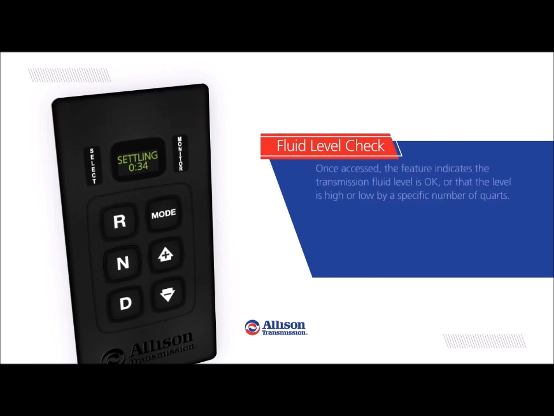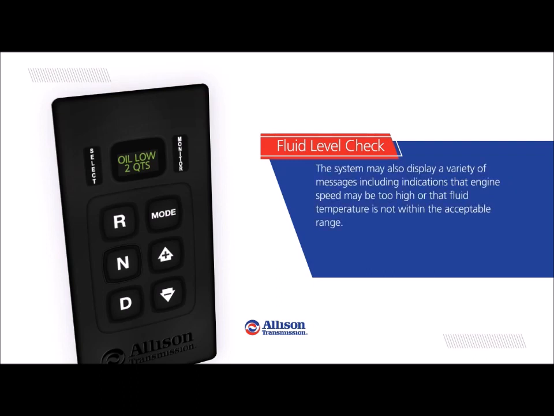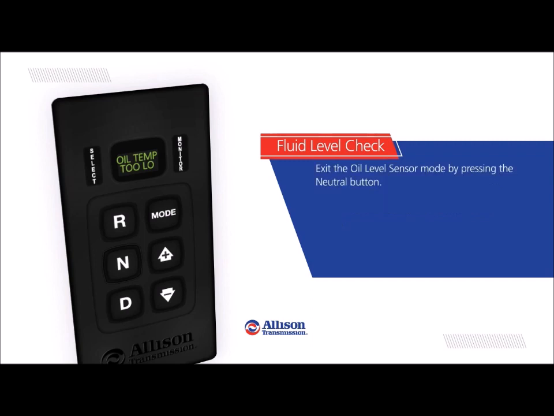monitored. Once accessed, the feature indicates the transmission fluid level is okay, or that the level is high or low by a specific number of quarts. The system may also display a variety of messages, including indications that engine speed may be too high or that fluid temperature is not within the acceptable range. Exit the oil level sensor mode by pressing the neutral button.